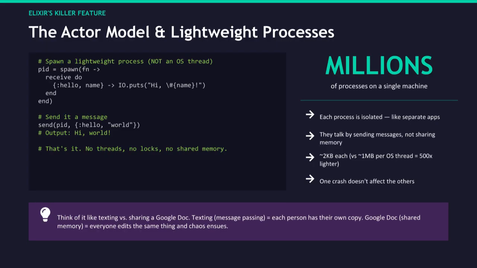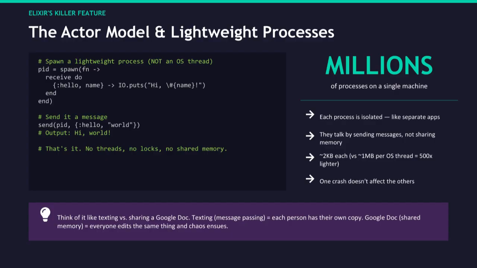Now we get to Elixir's killer feature, the actor model. Look at the code on this slide. We spawn a process, not an operating system thread, but a lightweight process managed by the Beam VM. We send it a message, it receives that message and responds. Three lines of code. Here's why this is remarkable.